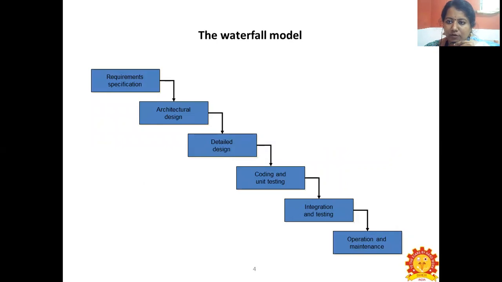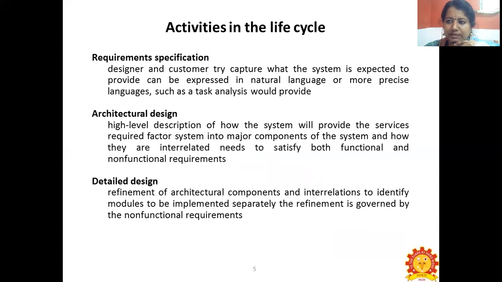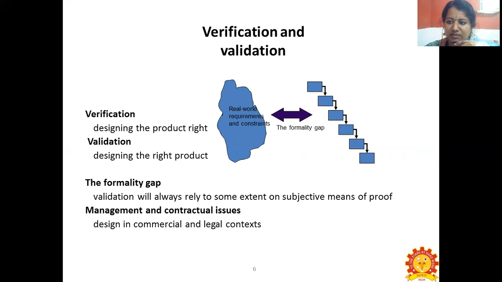The first software life cycle model is the waterfall. Under the waterfall model, we have the requirement specification, the architectural design, the detailed design, the coding and unit testing, integration and testing, and the last is operation and maintenance. Here, the waterfall model is a top-down approach. The activities in the life cycle of a waterfall model are the requirement specification, the architectural design, the detailed design, and next the verification and validation.